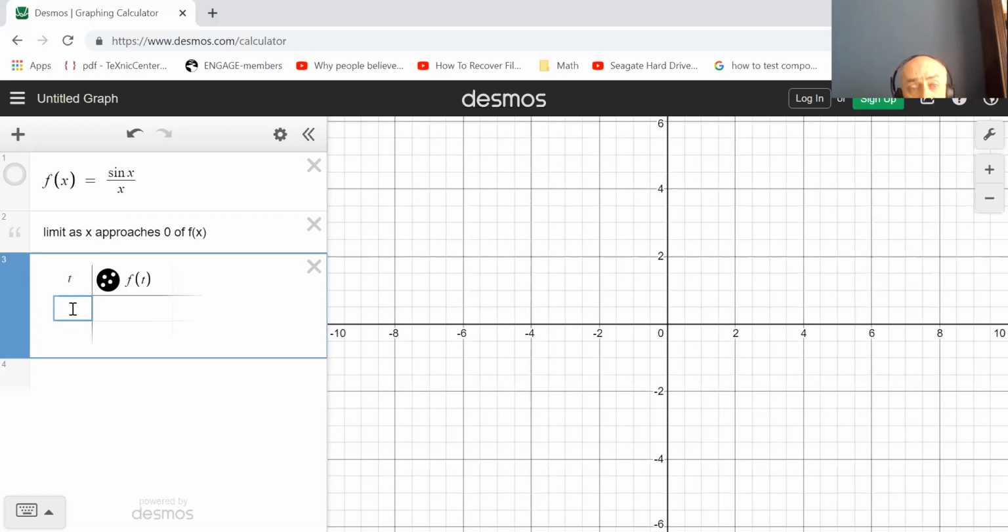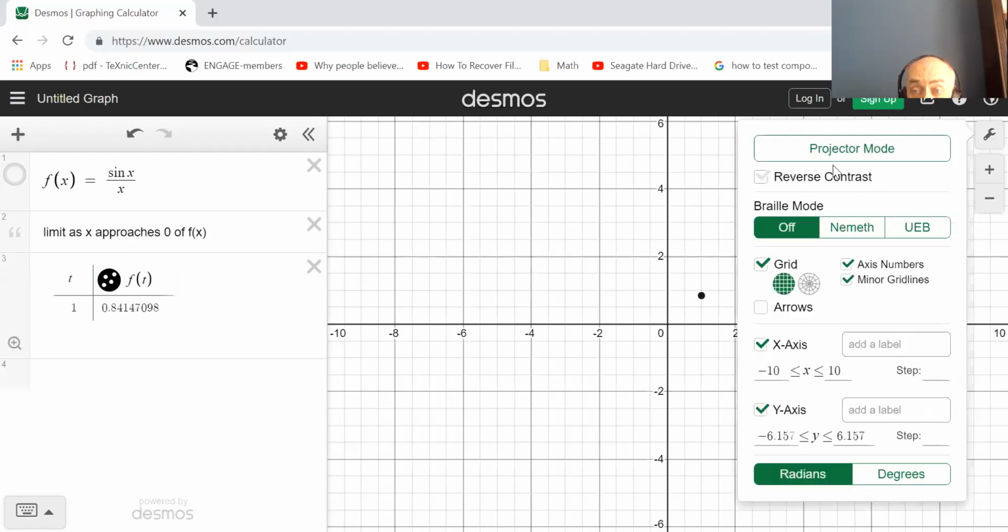So what I'm going to do here, I'm going to say, I want numbers x approaching 0. So let's do a bunch of numbers approaching 0. For example, 1 approaches 0. Well, before we do that, though, let's actually make sure that x is measured in radians. So to do that, you can go here where the graph settings are. You can say here, on the x-axis, I want this to be measured in radians.